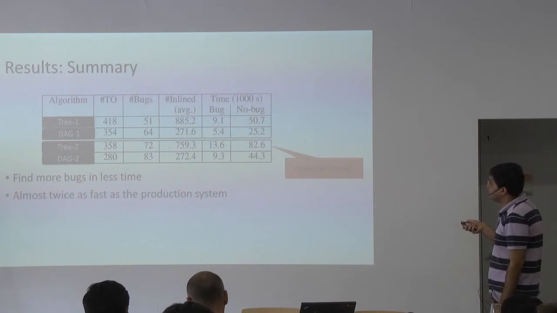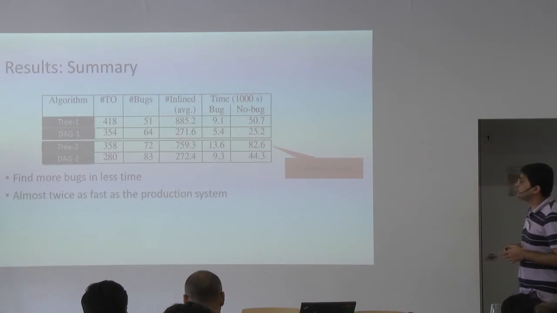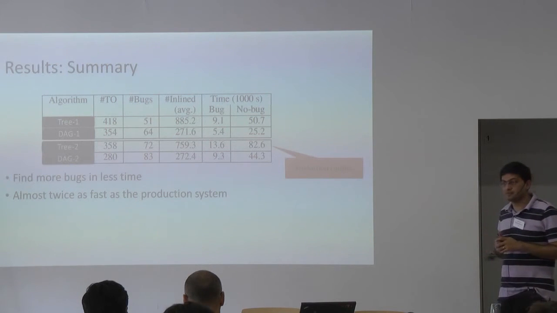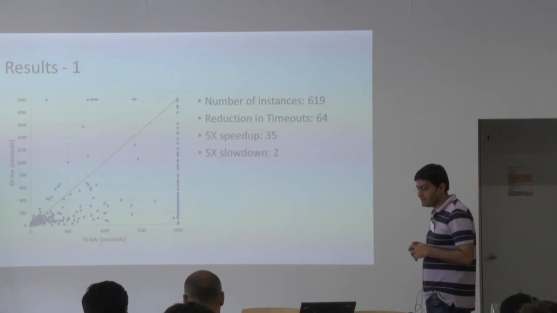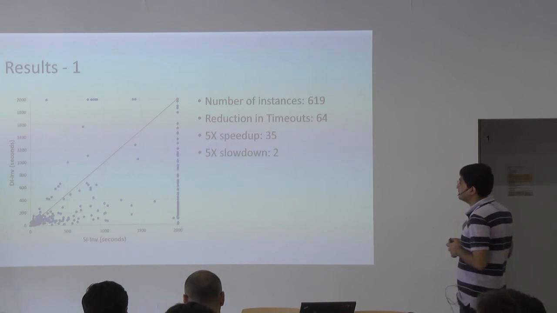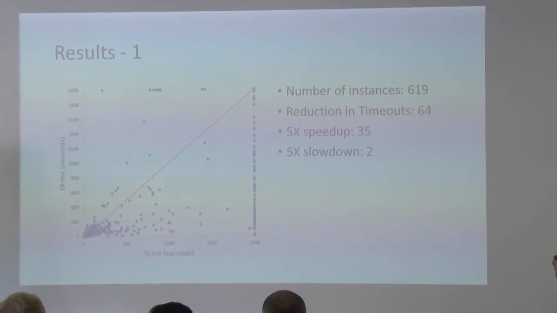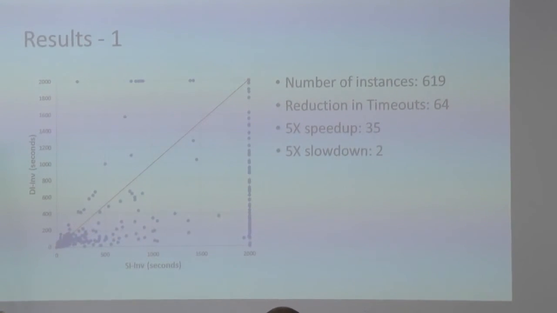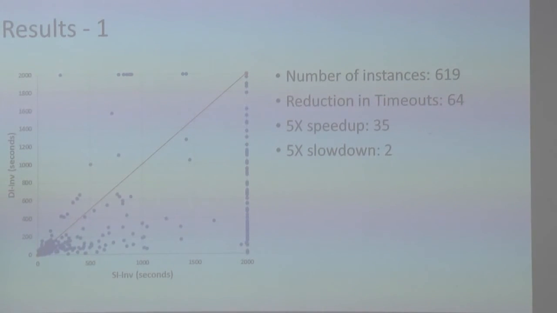Okay, and the same comparison goes for both of these. So, in conclusion, we find more bugs, and we find them in less time, almost twice as fast as the production system. Okay, and this is the same comparison as a scatter plot. So this is a comparison on some of the harder instances, 619 instances.